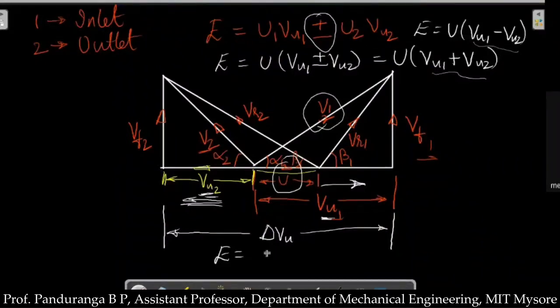So instead of writing VU1 plus VU2 or VU1 minus VU2, what we do is we write the energy equation as E equals U into delta VU, where delta VU is the horizontal distance between VF1 and VF2. You will construct velocity triangles for different cases. This is a general velocity triangle. This is not applicable for every case. When you write the velocity triangle for different cases, you will see that the difference of VU1 and VU2 is the horizontal distance between VF1 and VF2.